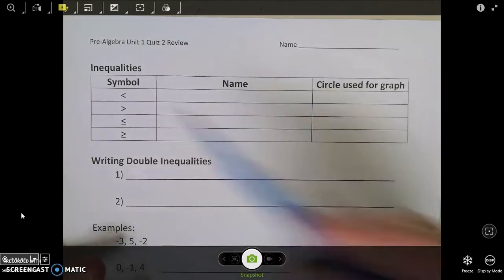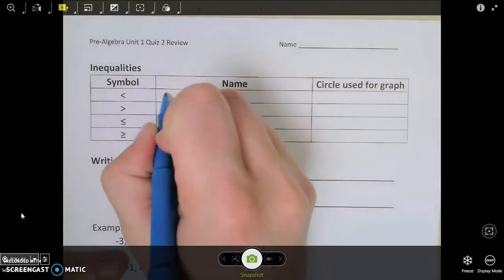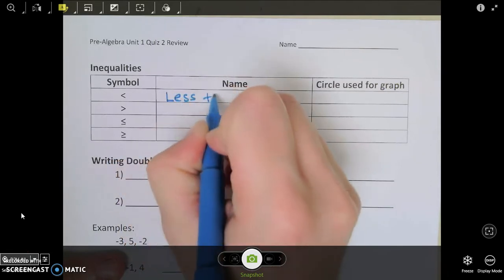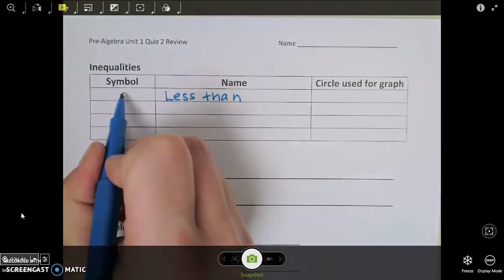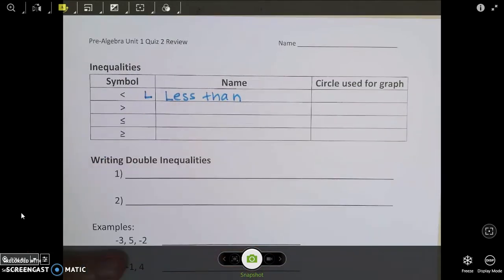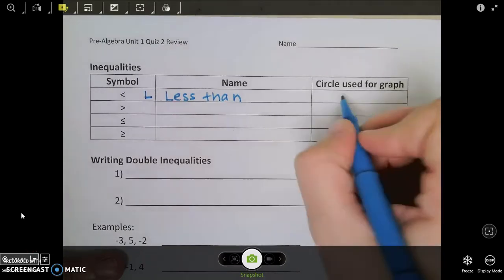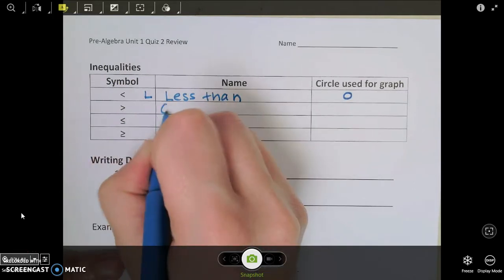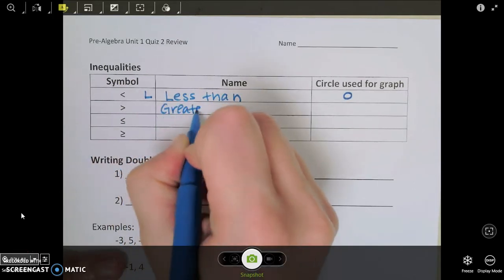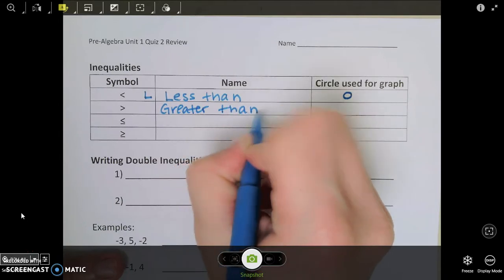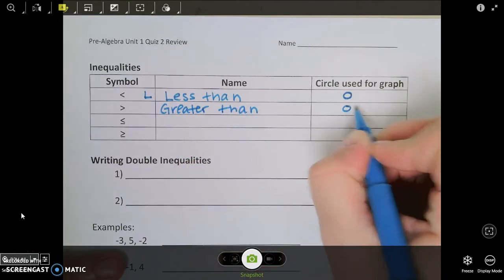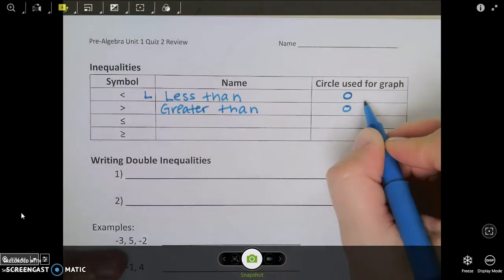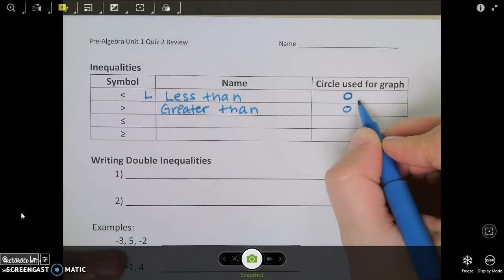when you graph them. So the first symbol is the less than symbol. And one way to remember that is if you turn it slightly sideways, it looks like an L. An L means less than. When you graph it, you use an open circle. The one underneath it is the greater than symbol. Also, when you graph that, you use an open circle. That means these 2 points themselves that you're talking about comparing are not included.